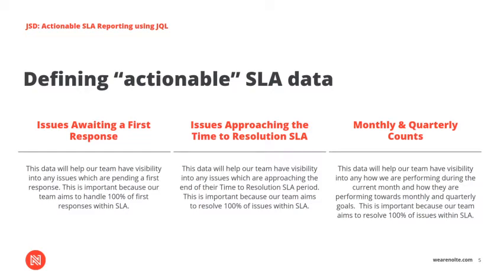The second segment of actionable data I selected was issues approaching the time to resolution SLA. This data will help our team have visibility into any items which are approaching the end of their time to resolution SLA period. This is important because our team aims to resolve 100% of issues within SLA. And the last segment of actionable data I selected was the current month count, the quarterly count, and the total for the year of breaches. This data will help our team have visibility into how we are performing during the current month and quarter. Additionally, the team would ideally be able to see how they are tracking against previous quarters. This is important because our team aims to resolve 100% of issues within SLA.